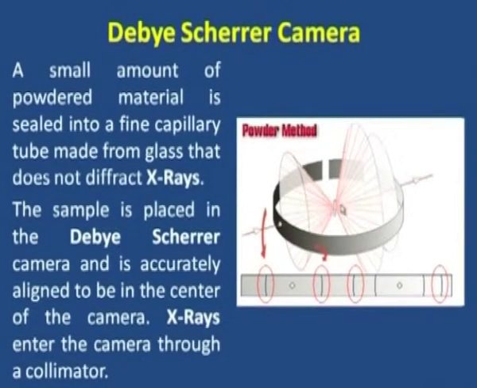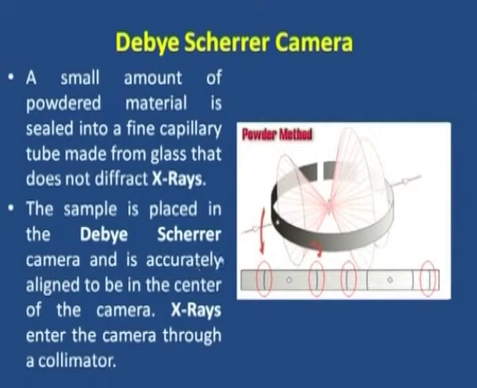The X-ray beam will be incident on the crystal, and the forward diffracted beams will be coming in this direction, and the backward reflected beams will be coming in this direction, giving rise finally to cones which intersect with the X-ray film, giving rise to arcs, right? You have the arcs.